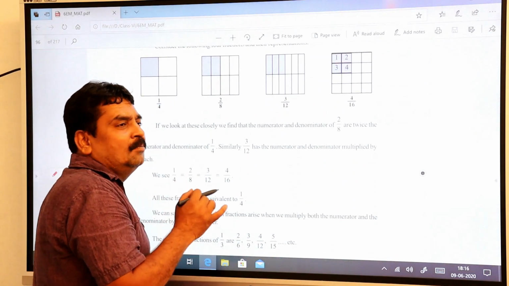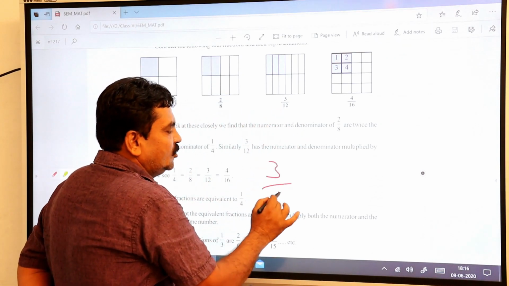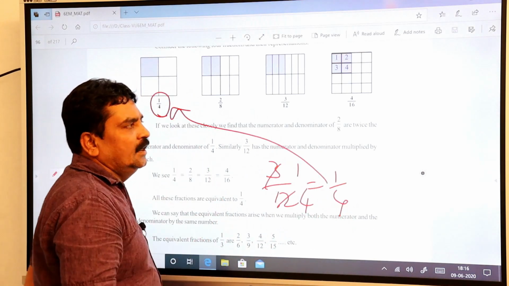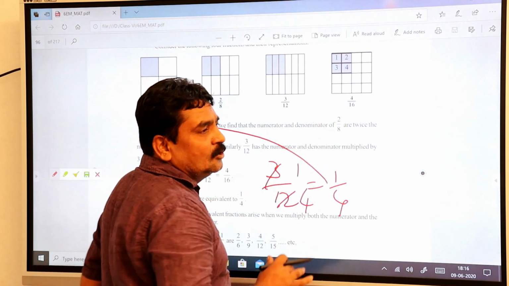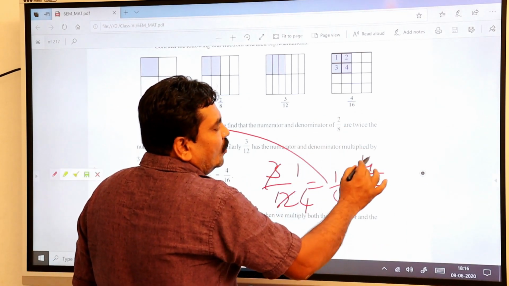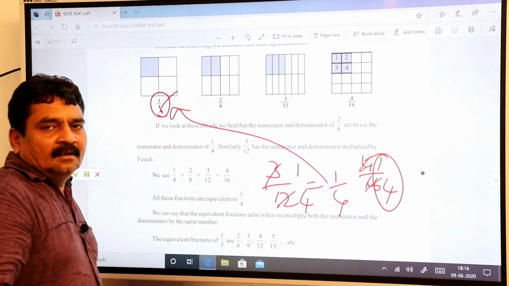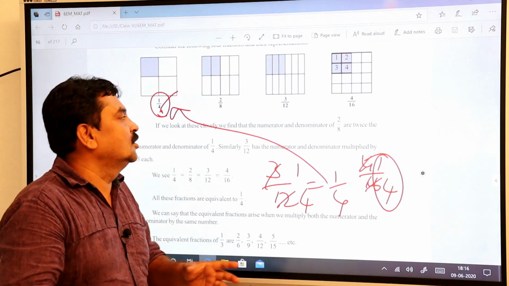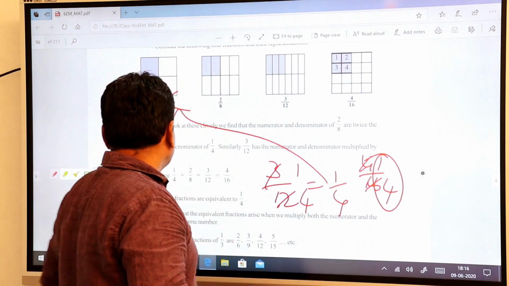Find the lowest form of the fraction 3 by 12. Again it is 1 by 4 only, because 3 1s are 3, 3 4s are 12, so 1 by 4. Similarly, convert 4 by 16 into its least form: cancel the same table. 4 1s are 4, 4 4s are 16. You get 1 by 4. So 1 by 4 is the least form fraction of 2 by 8, 3 by 12 and 4 by 16.